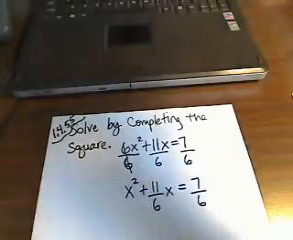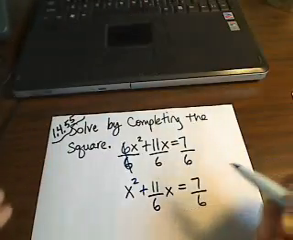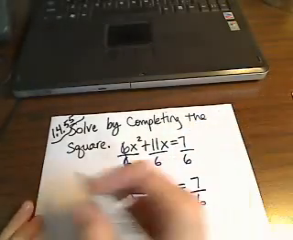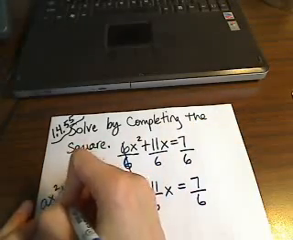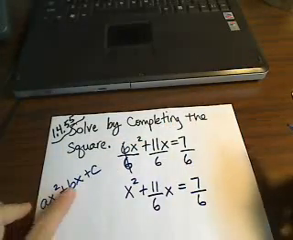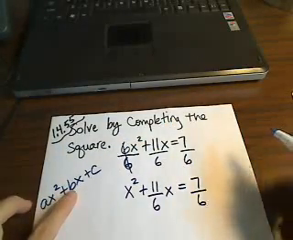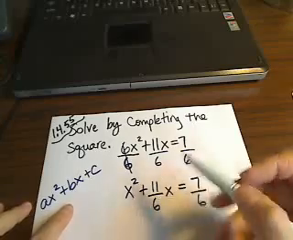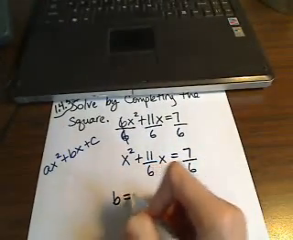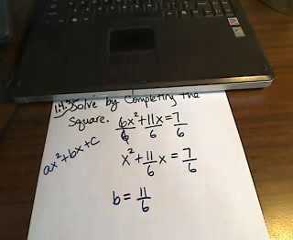Okay, the next thing that we do in completing the square is we identify our b term. When you're talking about a quadratic in this form right here, ax squared plus bx plus c, b is the coefficient of your x. So that coefficient here is 11 over 6. If I list that out here, b is 11 over 6.